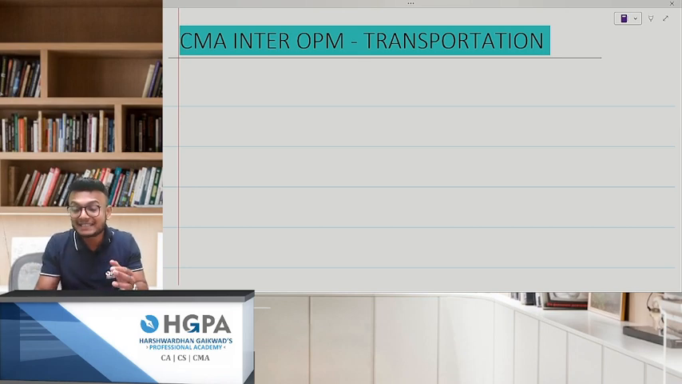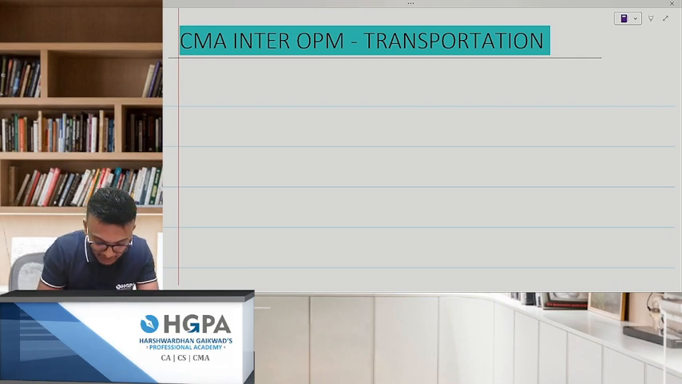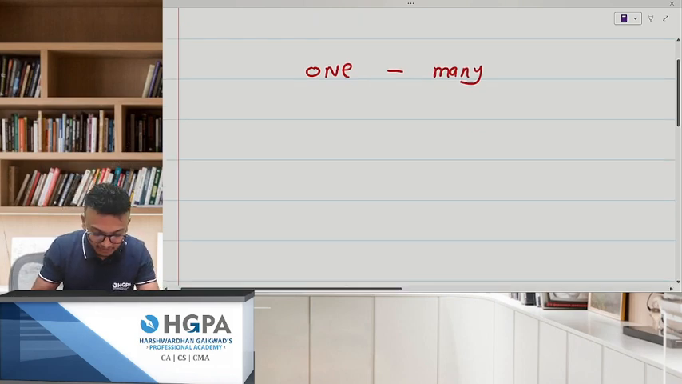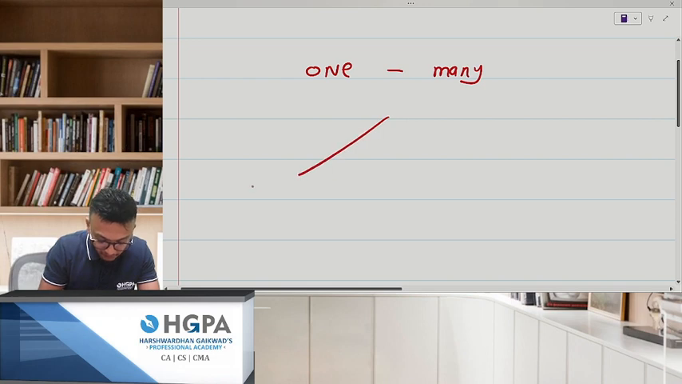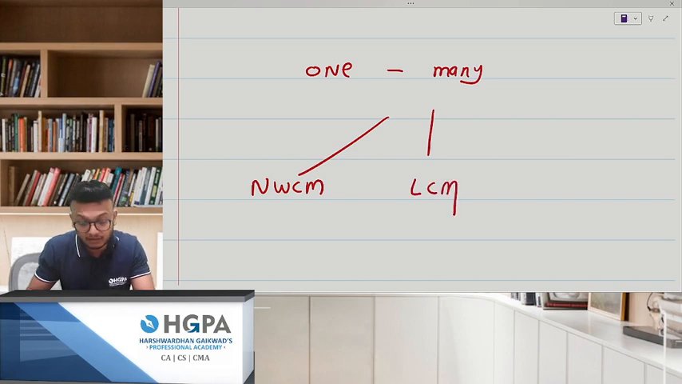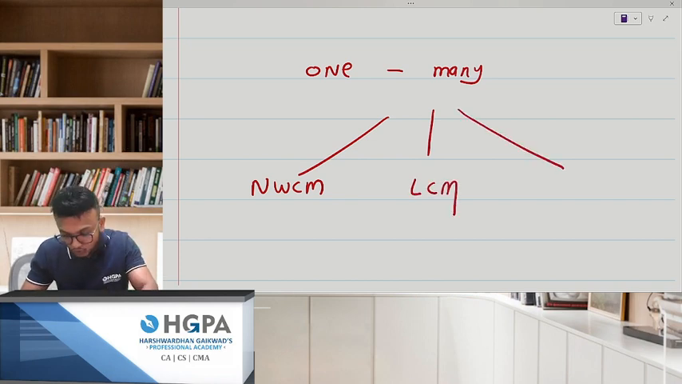Now, what exactly is transportation? Remember the allocation. You have to allocate something, and the allocation is one to many. It is not one to one as you have done in assignment. Transportation can be solved by various methods, not only one. What are these methods? The first is the northwest corner method. The second is the least cost method. And the third is Vogel's approximation method.